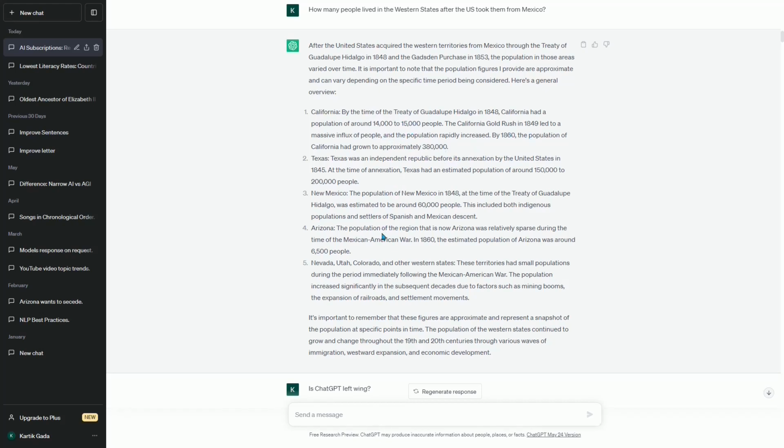New Mexico, Arizona, Nevada, Utah, Colorado, and other western states had almost nothing. So in 1848, these states all put together had maybe 230,000 people, two-thirds of whom were in Texas, which is the easternmost state out of these western states. So that is interesting because today these states combined easily have 100 million people.